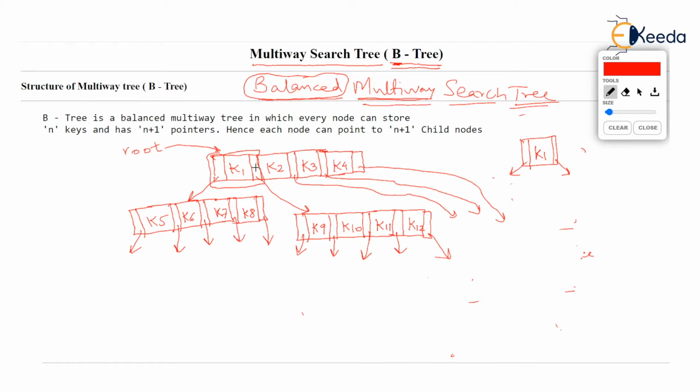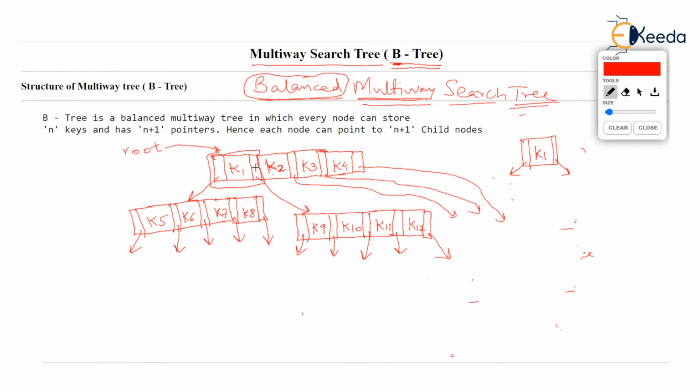But what's important is that only K1 is not present in this node. K2 is present, there is another key K2, then there is K3, K4. So 4 keys have been stored in a single node. It's like we have increased the capacity of the node. Previously, the capacity of the node was 1. Only 1 key can be stored in a binary tree node. We are now storing 4 keys in a multi-way tree node.